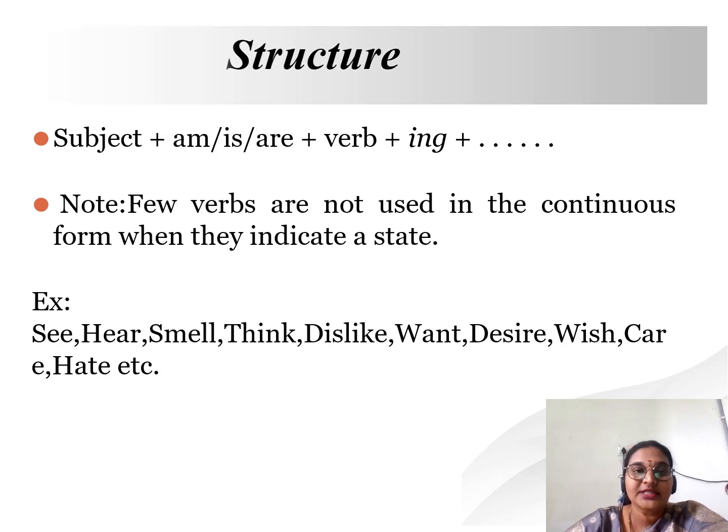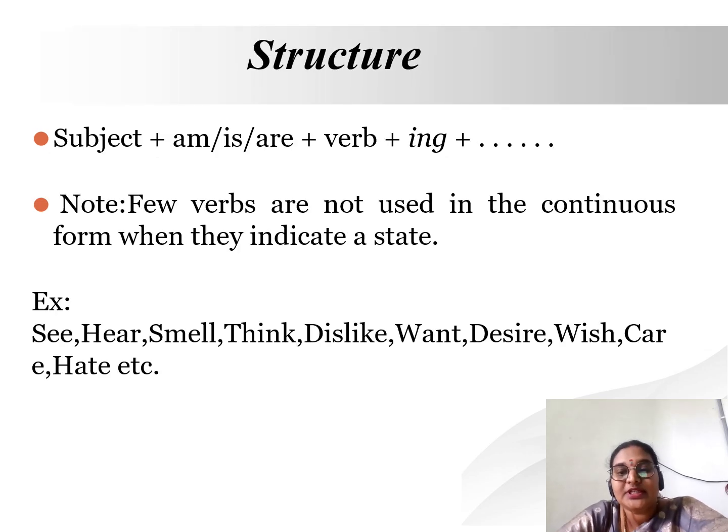The structure of the present continuous tense is subject plus helping verbs or auxiliary verbs like am, is, are, plus the verb form plus the ing form. We express actions in this particular structure whenever we are speaking about actions which are going on at the time of speaking.